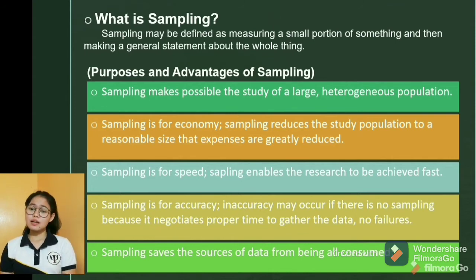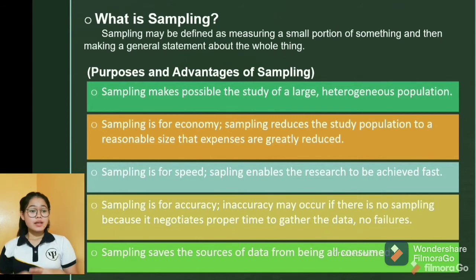So which means that researchers intend to just pick up small portions of the whole population. And with that small portion, there will be the making of the general statement that is useful for the study. Now let us move on to the purposes and advantages of sampling.